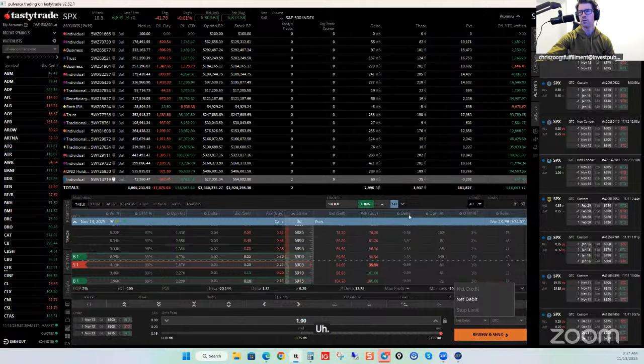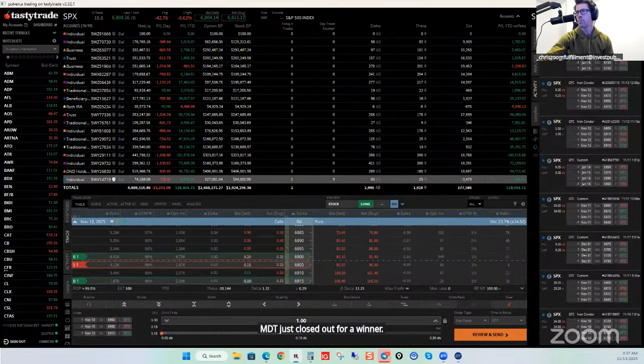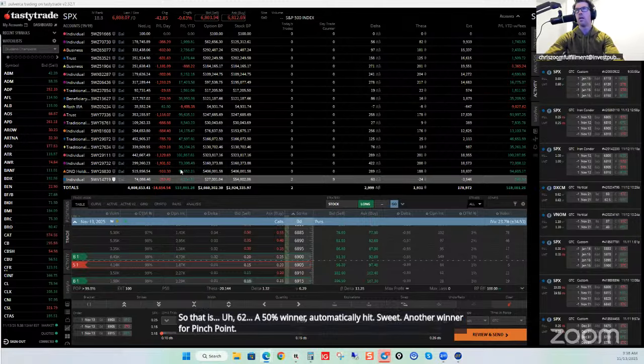MDT got filled for a winner. That's pinch point, I believe. MDT just closed out for a winner. 187. So that is 6-2, a 50% winner. Automatically hit. Sweet. Another winner for pinch point. Love it.